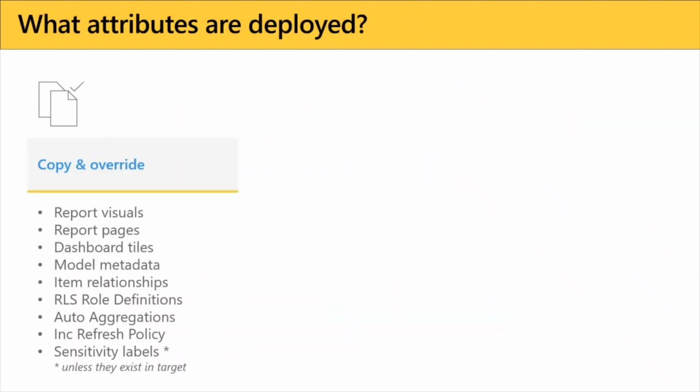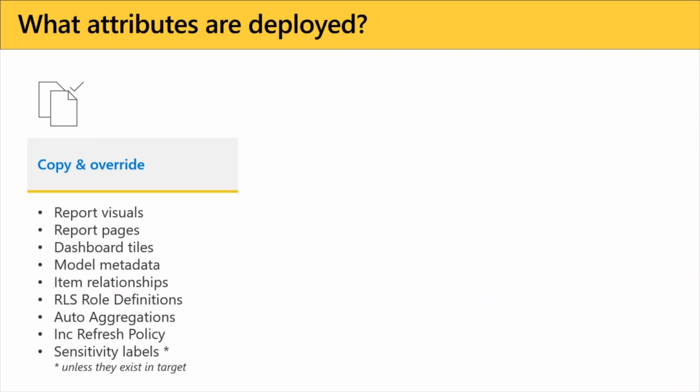Now, what attributes are copied as we deploy from stage to stage? Things you do in reports: report page layouts, report visuals, dashboard tiles, the data set definition, things like the DAX code for the measures you write, RLS role definitions, but not RLS role assignments. A lot of this falls into being part of a definition, not data associated with an instance. Things we've recently added support for are auto aggregations and the incremental refresh policy.